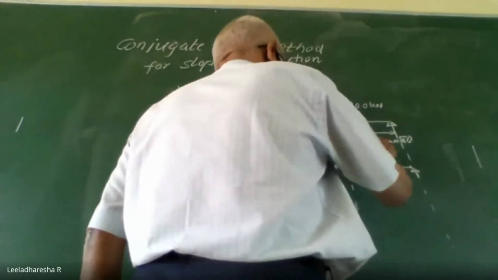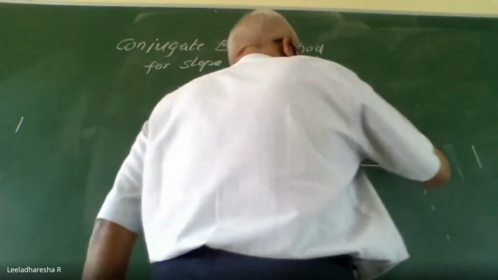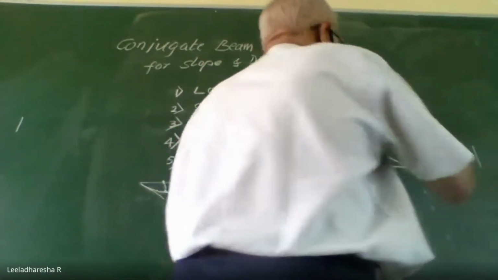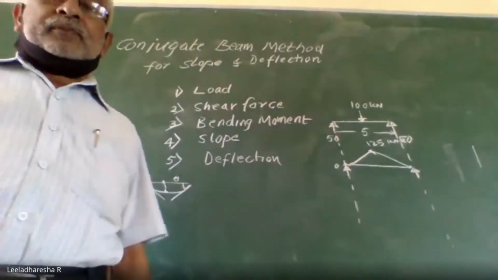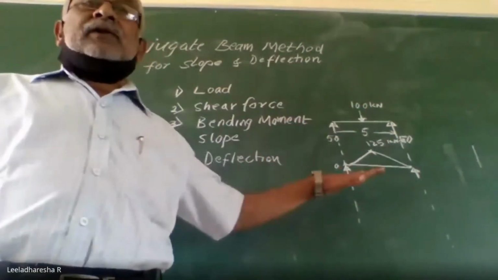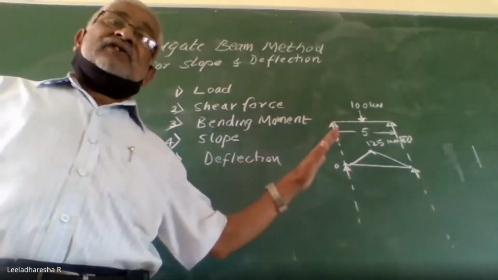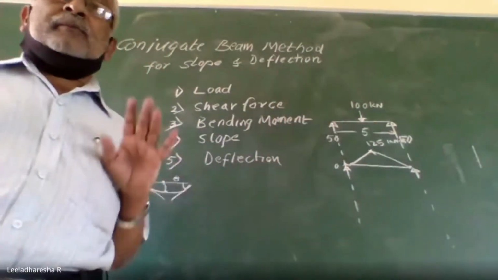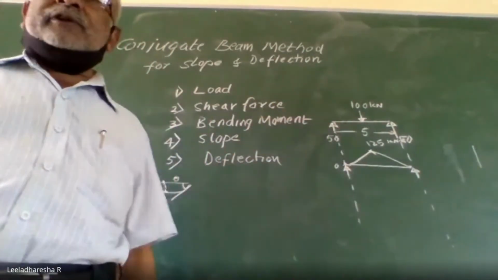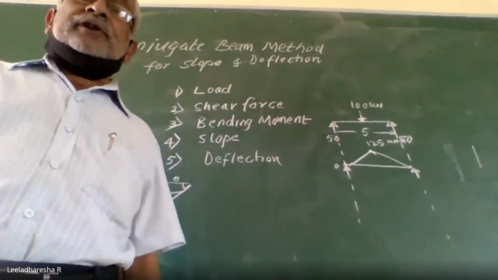See now, drawing this is the bending moment diagram for the normal beam. I have taken a simple example where a central load is acting on the normal beam. This is the bending moment diagram. 125 you are going to get.